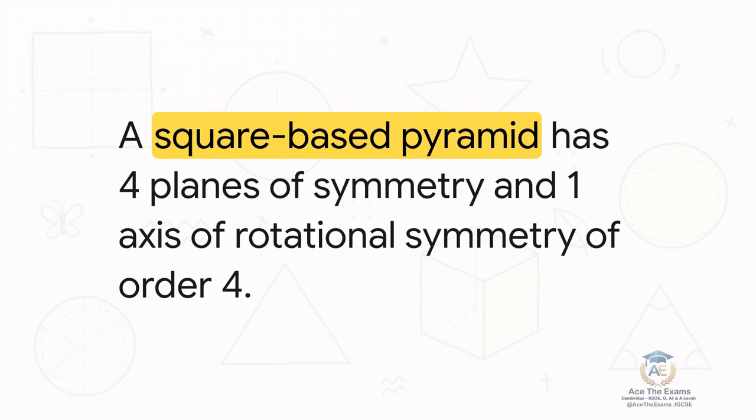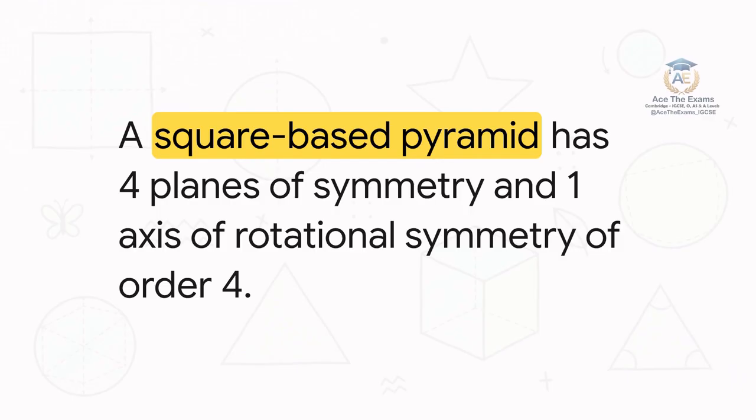Let's test this strategy on another shape, the square-based pyramid. Picture the Great Pyramid of Giza. Because its base is a perfect square, you can drop a plane of symmetry through it in 4 totally different ways, straight through the middle of the opposite sides and diagonally from corner to corner.